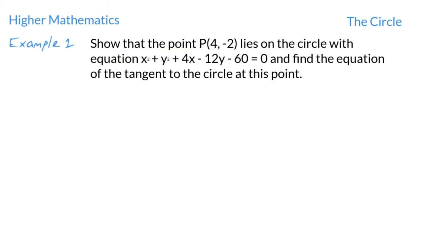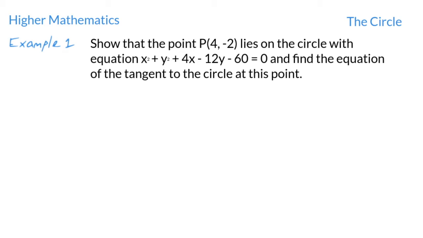In this first example, we're going to show that a particular point lies on the circle that we're given, and then find the equation of the tangent to the circle at that particular point. So the first idea we've looked at previously, just demonstrating that a point lies on the circumference of a circle, and the second idea is the main element of the lesson that we're looking at today.